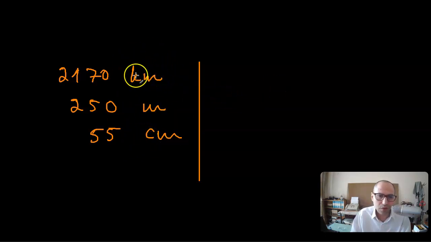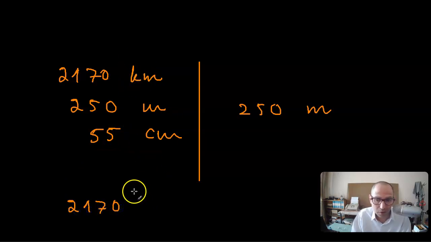Meaning that I take a look at my numbers, and then I decide based on the shape of the numbers, based on the number of digits that each number has, and so on and so forth. I decide that in the case of these numbers, I'm going to convert everything to meters. So then 250 remains as it is because it's already in meters. 2,170 kilometers converted to meters: if I multiply it by 1,000, I have three zeros over here. So that's 2,170,000.